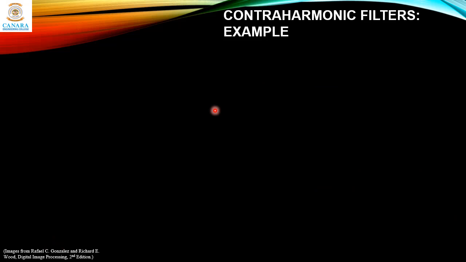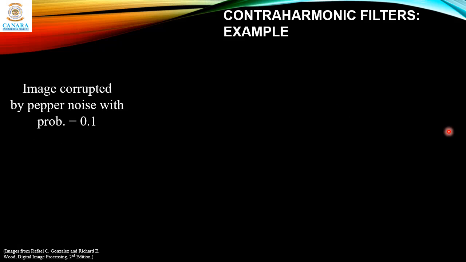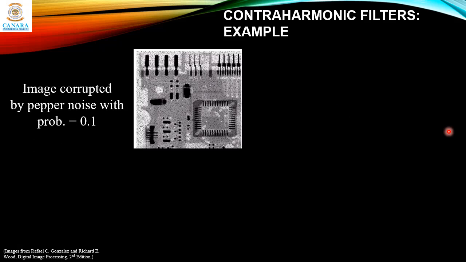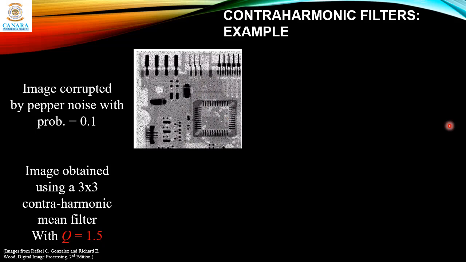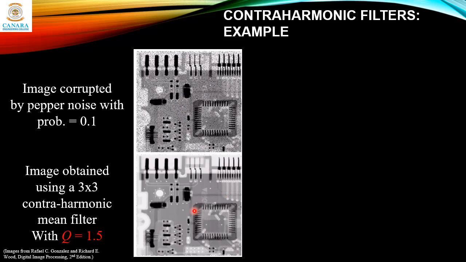Let us understand the working of harmonic and contra harmonic filters with an example. We have an image corrupted by pepper noise with probability 0.1. This is the PCB circuit with pepper noise added to it. Now if you filter it using a contra harmonic mean filter with Q equal to 1.5, this is the result. Look at the effect. The image almost looks clean, and you won't see any type of noise here.